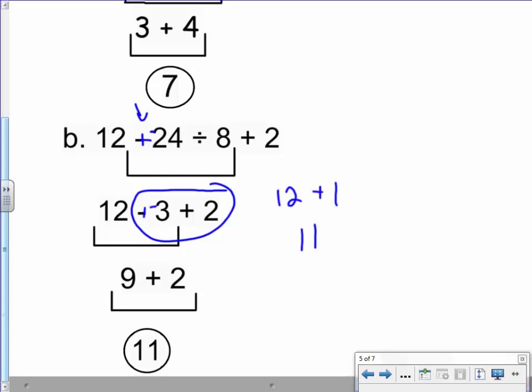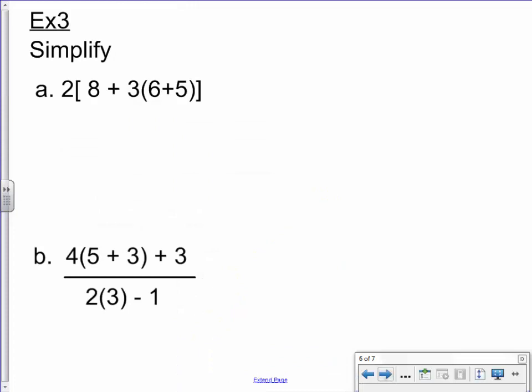Either way, we both get 11. It doesn't matter which way you do it. If you do it that second way, you do have to remember that the negative goes with the 3 there.